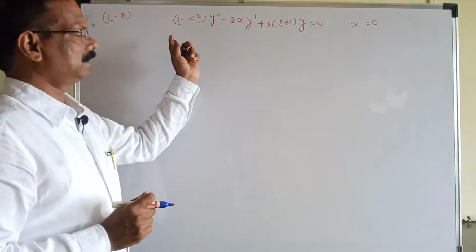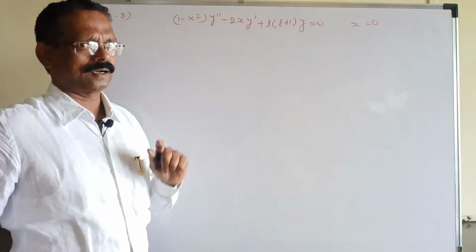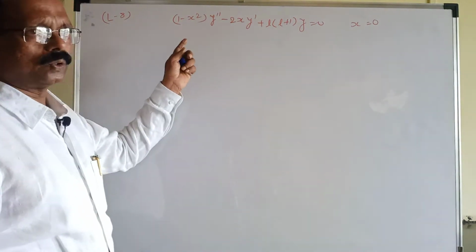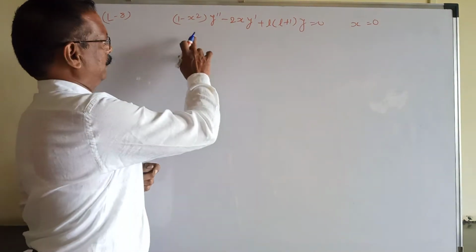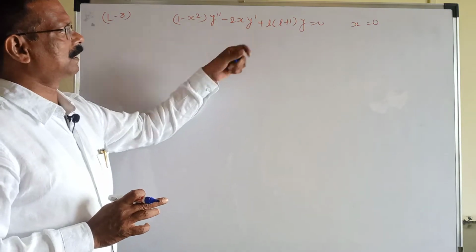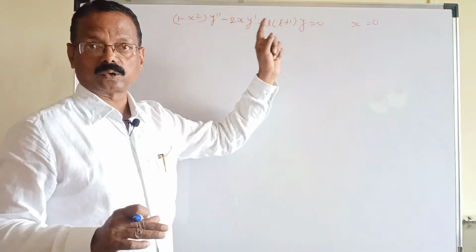Now today's article is we have to solve this example. Yesterday also we solved one example here. This is another example, Legendre's differential equation. What we have to show here? We have to find the solution for Legendre's differential equation (1 minus x squared) y double dash minus 2x y dash plus l(l plus 1) y is equal to 0 at x is equal to 0.